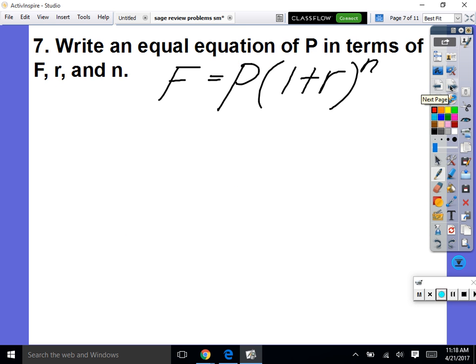Okay, here's another chance for you to show me that you know your algebra. This is another one where it says, write an equation of P in terms of F, R, and N. So if you're writing an equation in terms of P, that's P equals. So use correct algebra to solve for P. Wasn't this one easy? If I made it sound harder than it was, maybe that's why everybody's taking so long. There's one step. Divide by 1 plus r to the n.